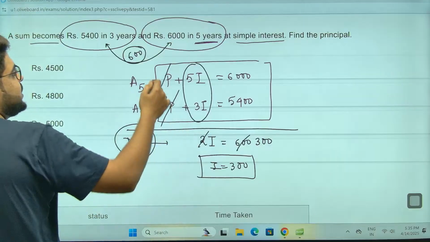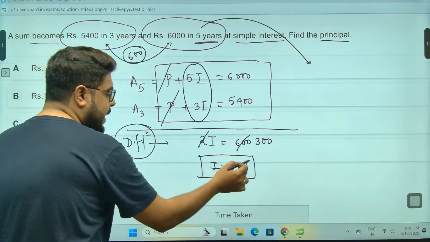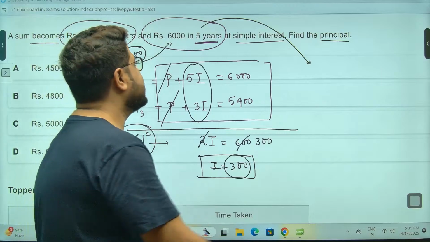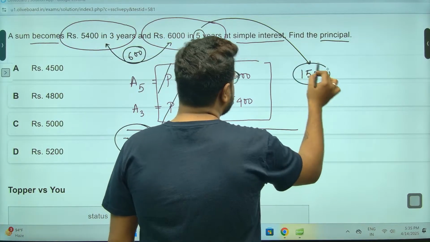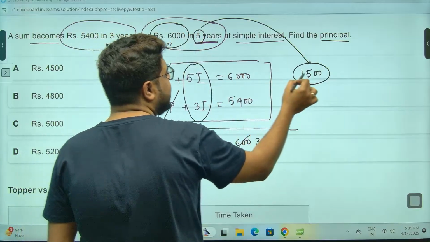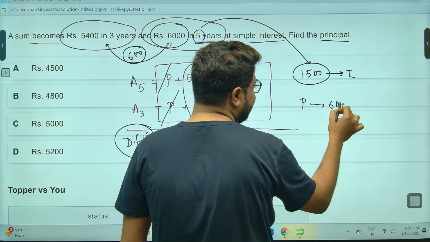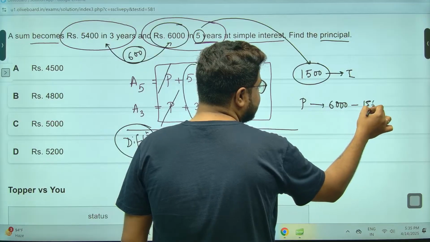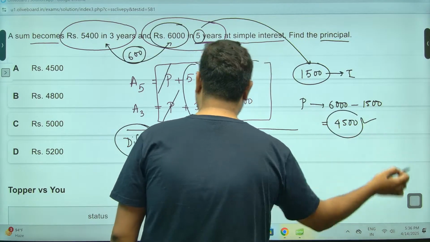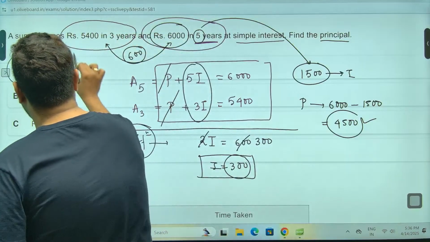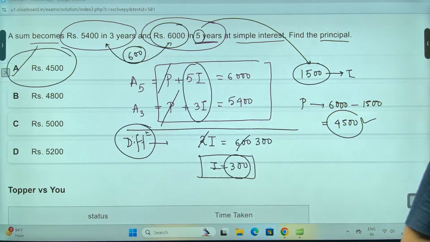Let's take this one. I want to figure out the principal. Every year's interest is 300 rupees. 5 years interest will be 1,500 rupees. So out of 6,000, 1,500 is interest. So the principal will be how much? Amount minus interest gives principal, that is 4,500 rupees. Option number 1 is the correct answer.